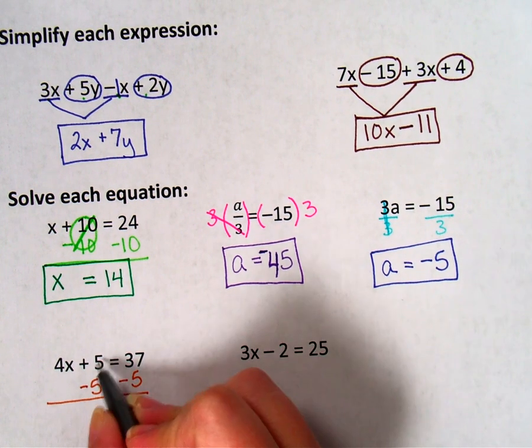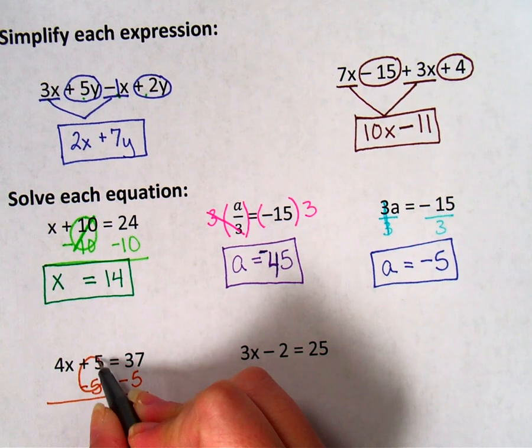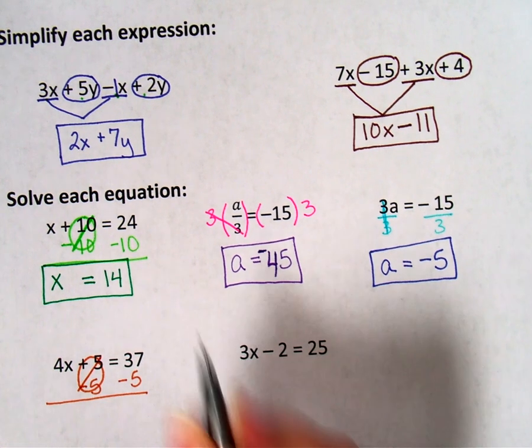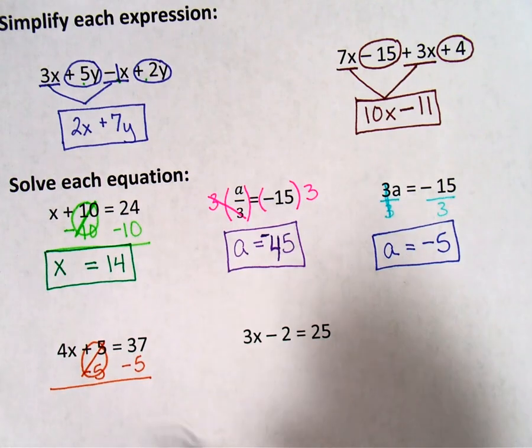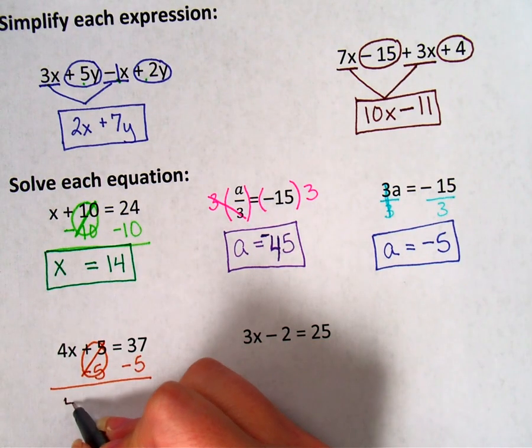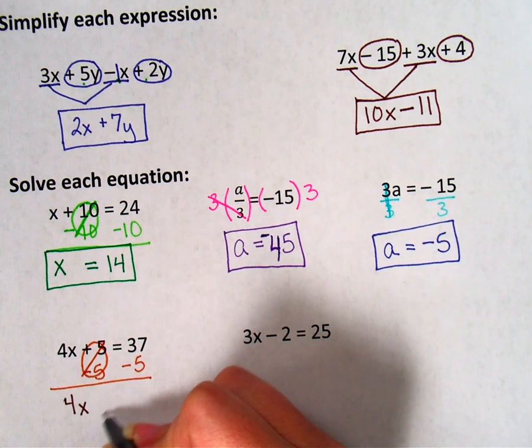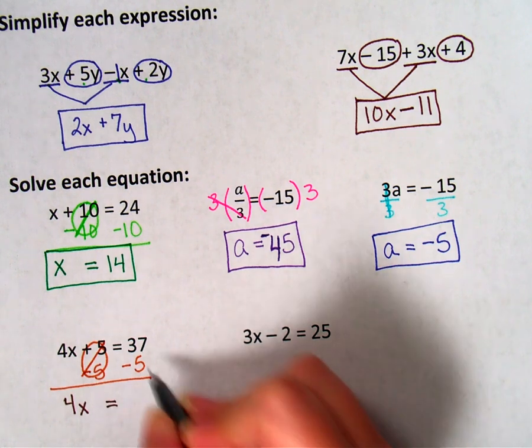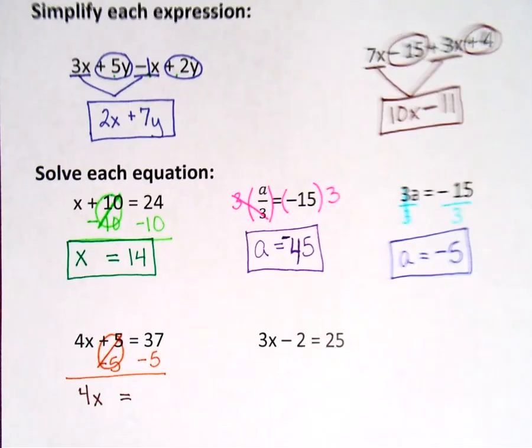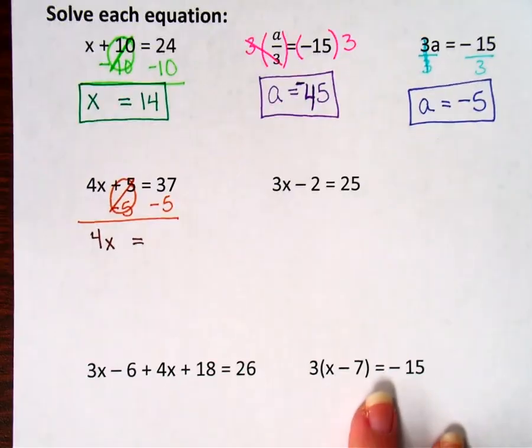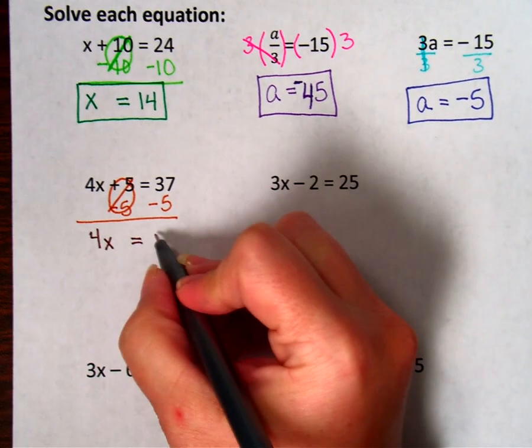Remember, I like to remind myself that plus 5 minus 5 really becomes a plus 0. So then my 4x is going to move down. And there's really a plus 0 here. I just don't have to write it. And then 37 minus 5. Let me move my paper up. 37 minus 5 is 32.